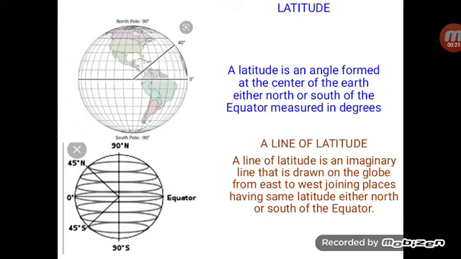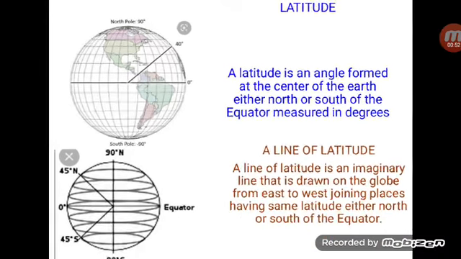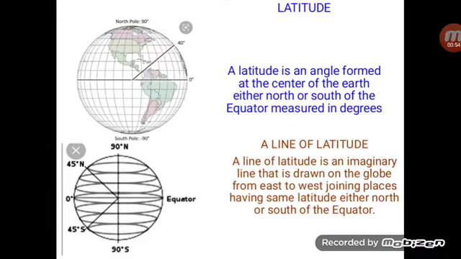Now when you see the globe, you will notice that there are some lines which are drawn on the surface of the globe. Some lines are running from east to west and some lines are running from north to south. The lines running from east to west are called the lines of latitude, while the lines running from north to south vertically are called the lines of longitude. Today we are going to study what are latitudes and what are lines of latitude.